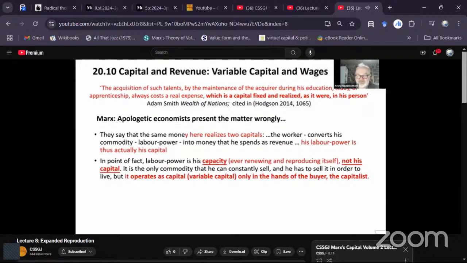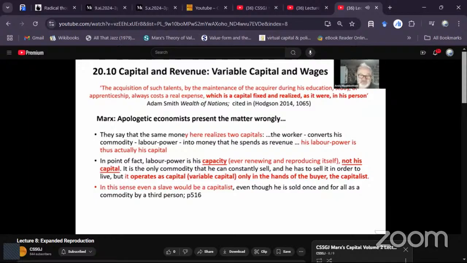And he makes a very definite position here. This is clearly a class line, right? Labour power is not capital; it's the capacity to renew the workers, right? It's very emphasized. And it's only capital in the hands of the buyer, the capitalist, right? If it were true, then slaves would be capitalists, which is quite ridiculous, right?